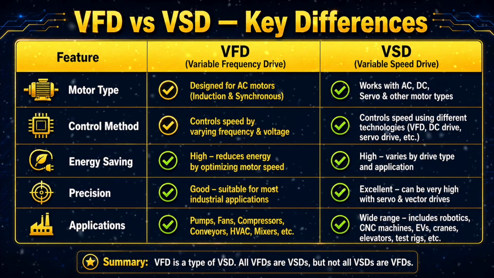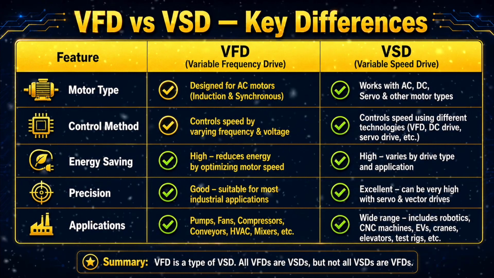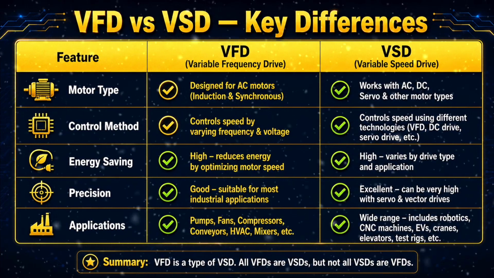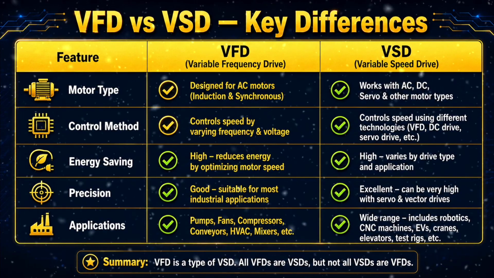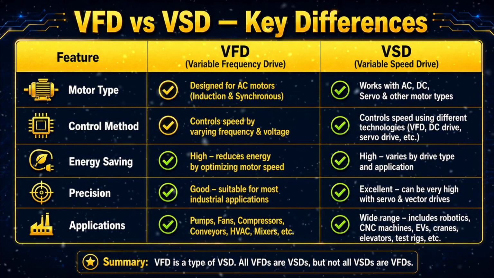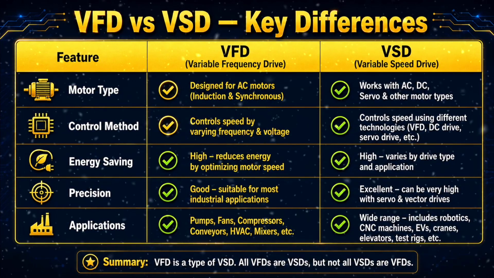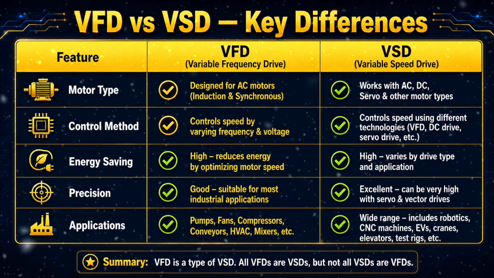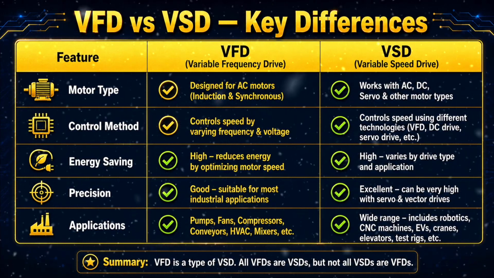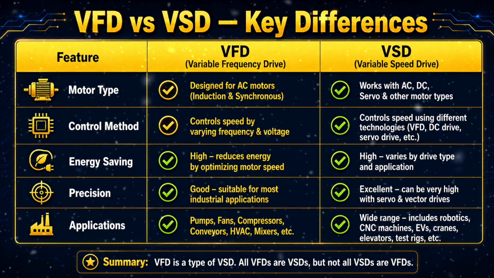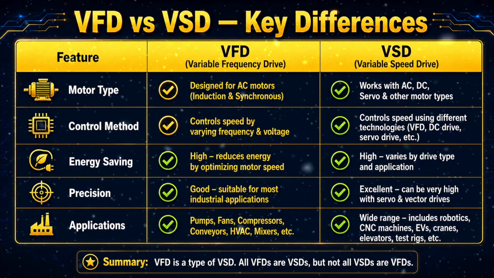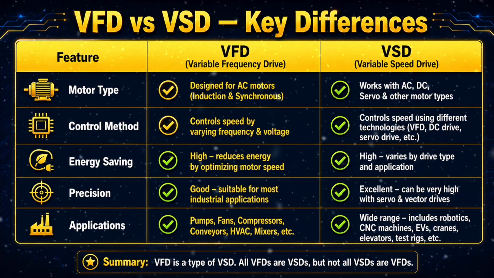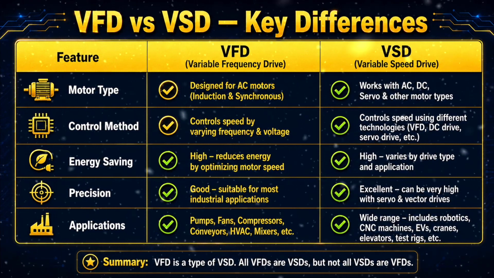Third, energy saving. VFD provides high energy savings, especially on variable torque loads like pumps and fans. Thanks to the affinity law, reduce speed by 20% and power drops by approximately 50%. VSD, energy saving depends entirely on the drive type selected. Fourth, precision. VFD, good precision, suitable for most industrial process applications. VSD can achieve excellent precision when servo drives with encoder feedback are used.